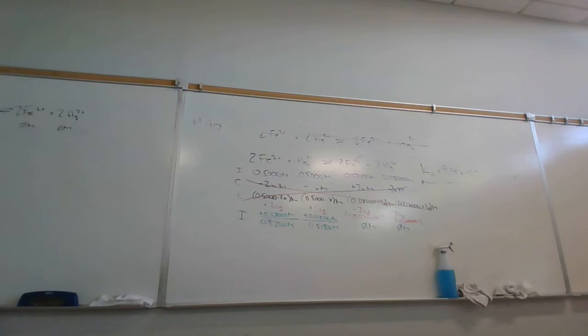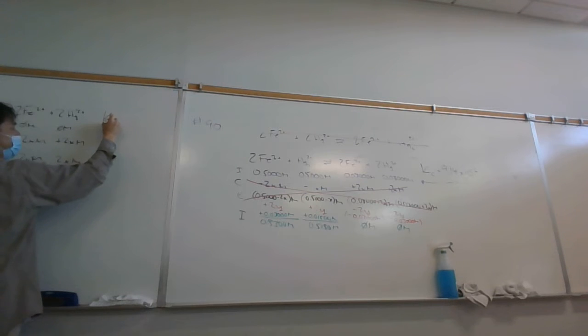Now, we could figure out the direction of change. If we calculate Q, what is Q here? Q is the initial, so the products over the reactants is going to be 0. So 0 is smaller than K, and therefore we expect the forward reaction. So this is going to be minus 2x, minus x, plus 2x, plus 2x. And so at equilibrium, I'm going to have 0.5300 minus 2x, 0.5150 minus x, 2x, and 2x.